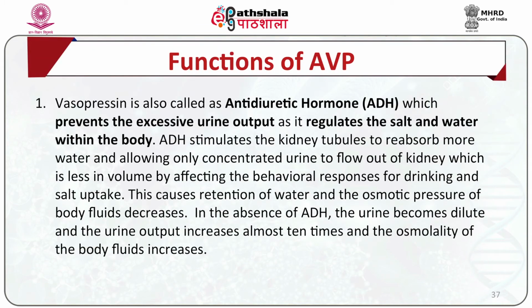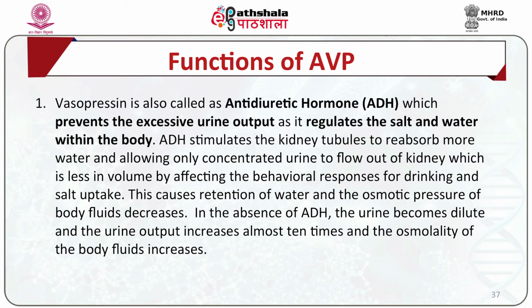Vasopressin is also called antidiuretic hormone or ADH, which prevents excessive urine output as it regulates the salt and water within the body. ADH stimulates the kidney tubules to reabsorb more water, allowing only concentrated urine, which is less in volume, to flow out of the kidney, by affecting the behavioral responses for drinking and salt uptake. This causes the retention of water and the osmotic pressure of the body fluids increases.